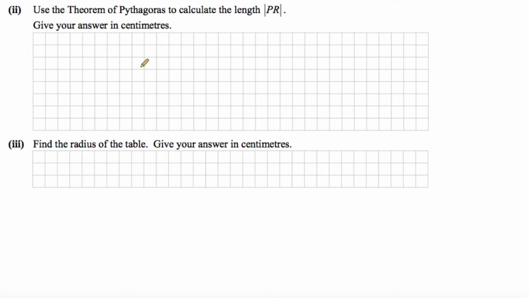Okay, part 2 says use the theorem of Pythagoras to calculate the length of PR and give your answer in centimetres. Okay, so Pythagoras theorem, it's in your tables book, but Pythagoras says if you have a right angle triangle with sides A, B and C, well, A squared plus B squared is C squared. So this is Pythagoras theorem.